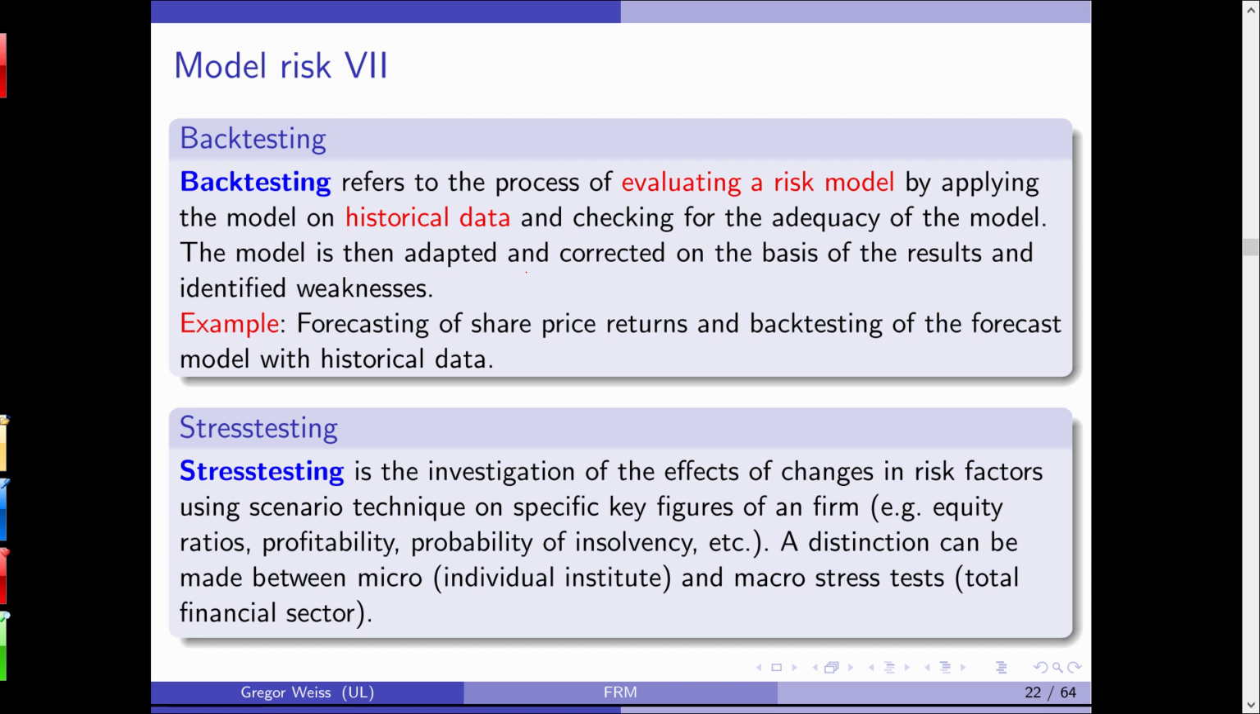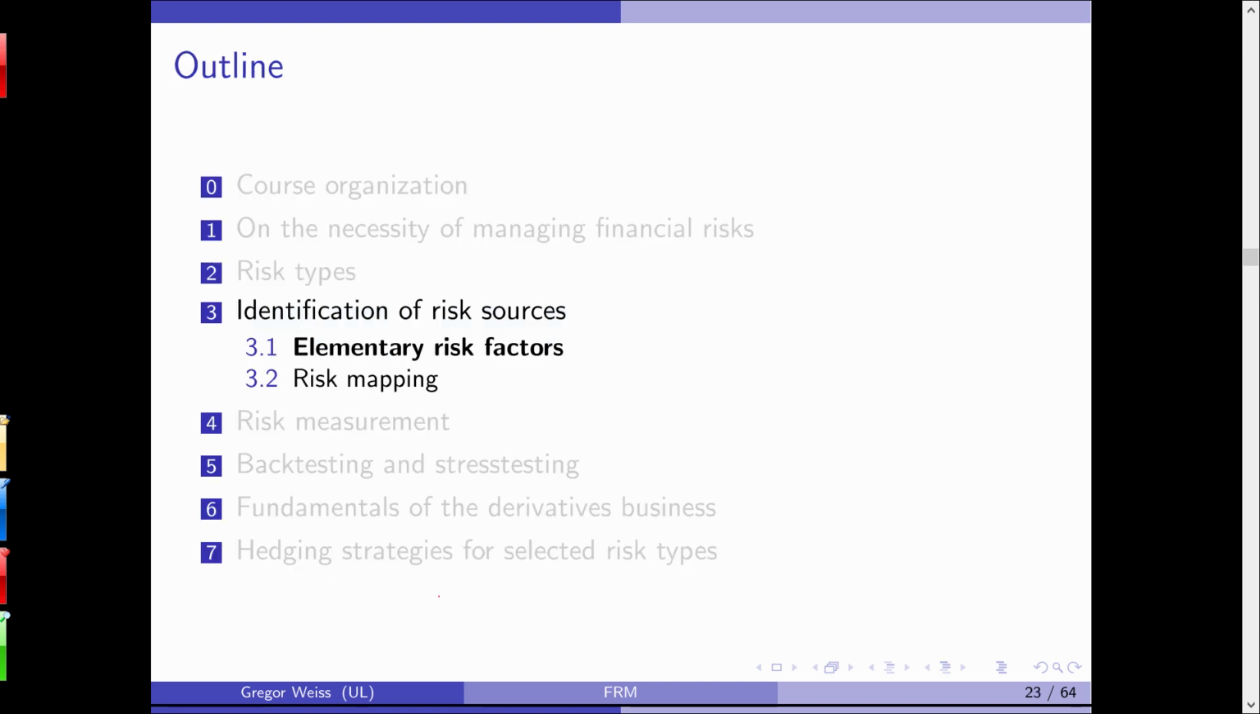There's enough backtesting and stress testing, and again, there's a distinction between macro and micro stress tests. Okay, now enough about risk types. You now know that you have market risk, credit risk, op risk, liquidity risk, maybe actuarial risk, and model risk. Of course, model risk applies to all those types of risk. You can have a bad market risk model, credit risk model, operational risk model, and model risk can arise everywhere, anywhere. Now, next, we need to identify our risk sources.